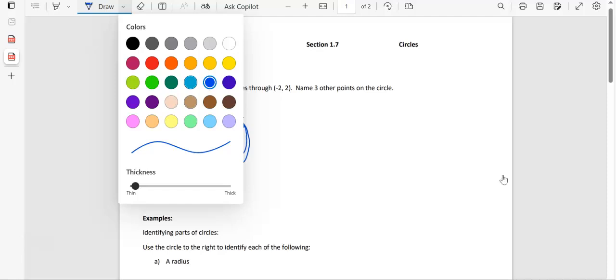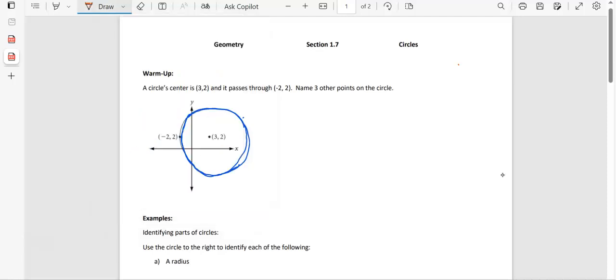What I'm looking at here is, remember, any point on the circle is the same distance from the center as any other point. And so what I want to consider is what I know. I know the center is (3, 2), and then I have another point, (-2, 2). And these points are lined up horizontally. So I have a horizontal segment, which is very easy to count the distance. I have 2 units till I get to the y-axis, and then another 3 units till I get over here. So this radius is 5 units long. How's that going to help me answer the question? Well, I want to name 3 other points on the circle.